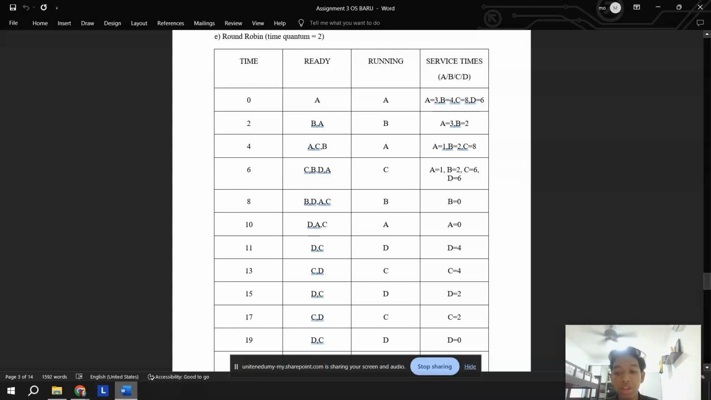Next, in question E, which is round robin scheduling with a time quantum of 2 units. My part is to explain the execution at time 6 and time 8. At time 6, my process is selected and runs for 2 time units until time 8. After that, the CPU switches to the next process because the time quantum is used up. This shows how round robin scheduling ensures fair CPU sharing by time slices.